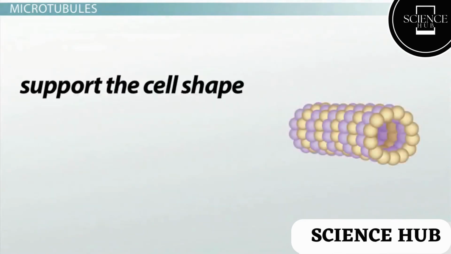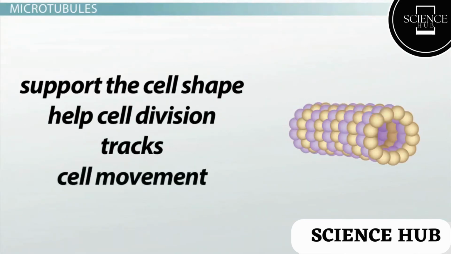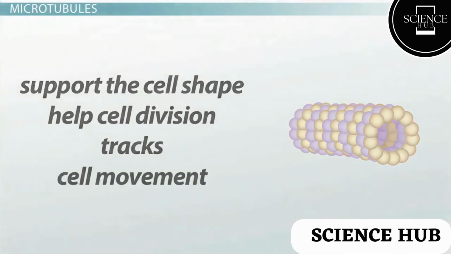Microtubules function to support the cell shape, but they also help cell division. Microtubules can be used like train tracks in the cell, along which vesicles and structures can be transported by riding across them. A fourth important function of microtubules is in cell movement. Some cells have flagella and cilia made of microtubules.